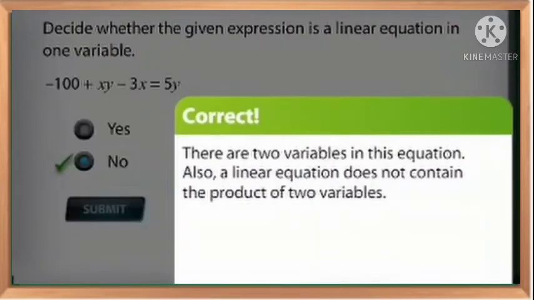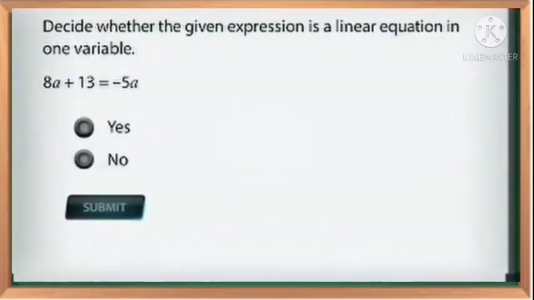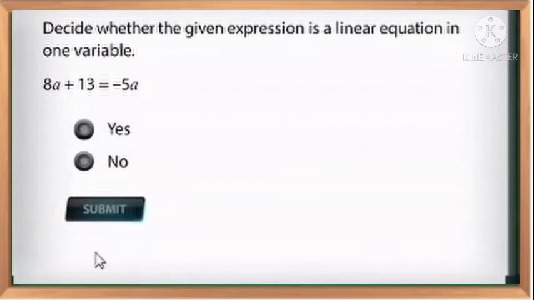Well done! There are two variables in this equation. Also, a linear equation does not contain the product of two variables.